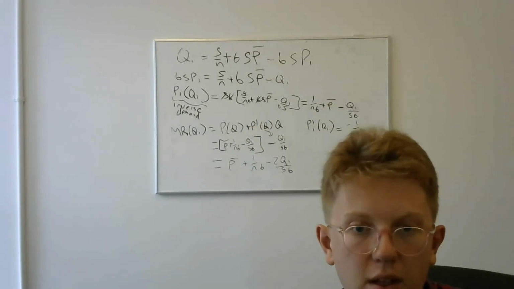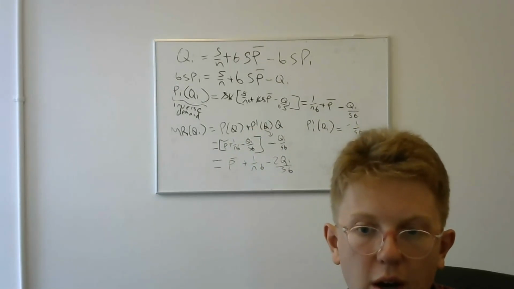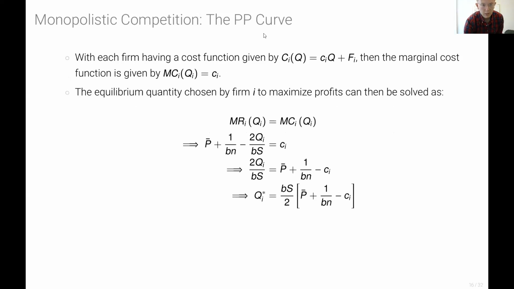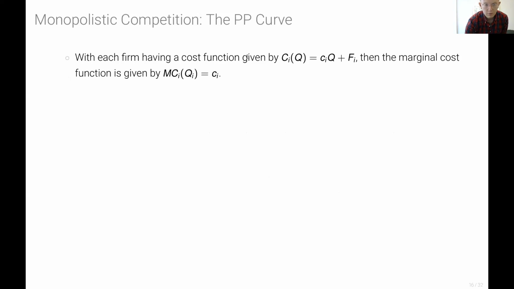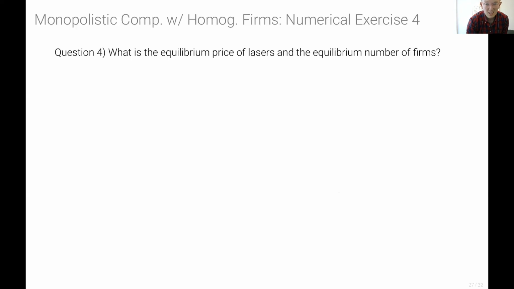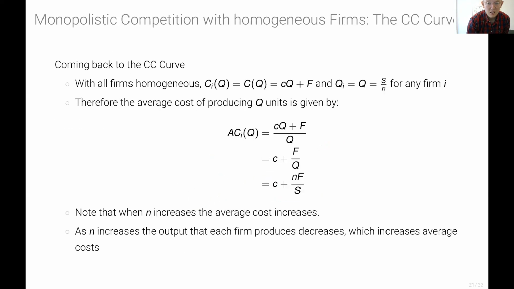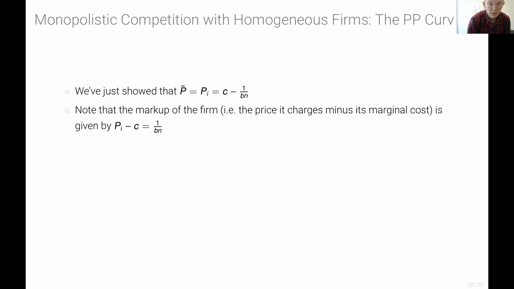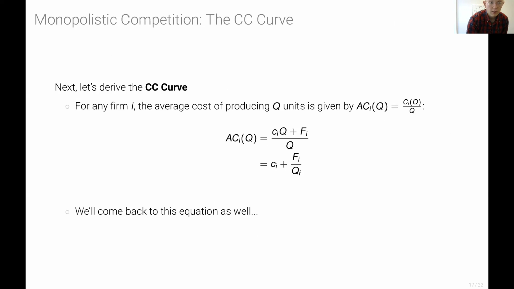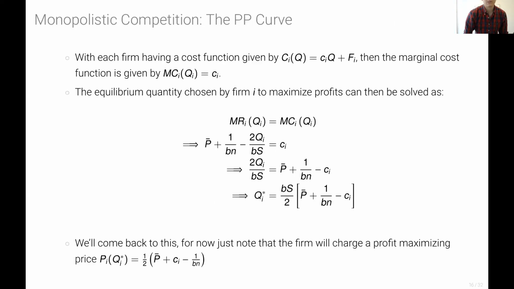Now we're going to figure out what marginal cost is. I'm going to leave marginal revenue up on the board and erase everything else. Then we're going to set marginal revenue equal to marginal cost. So let's do that.